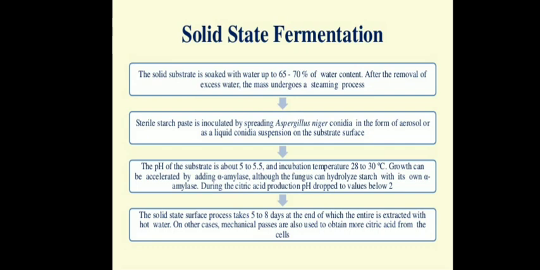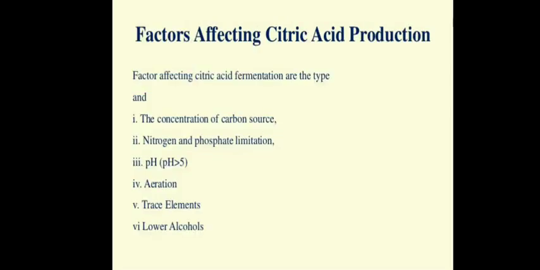Later on, the extraction process is carried out and the citric acid purification is done and pure crystals of citric acid are obtained. Now, what is the purification process of solid state fermentation process for citric acid? That we will study further. First, we will see the factors affecting the citric acid production.